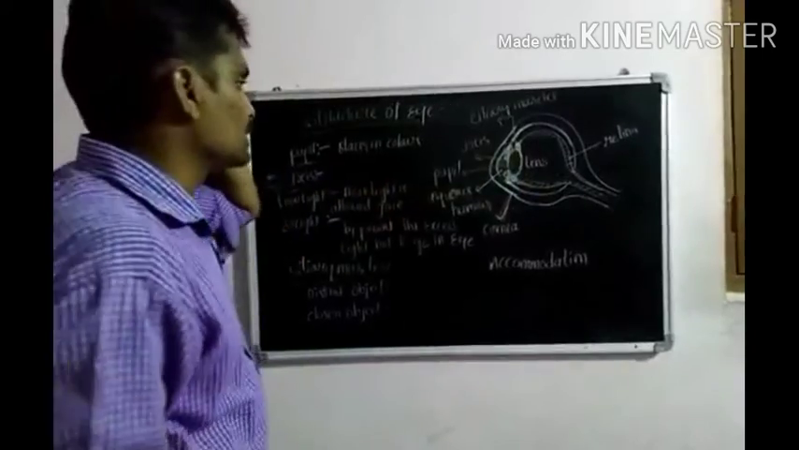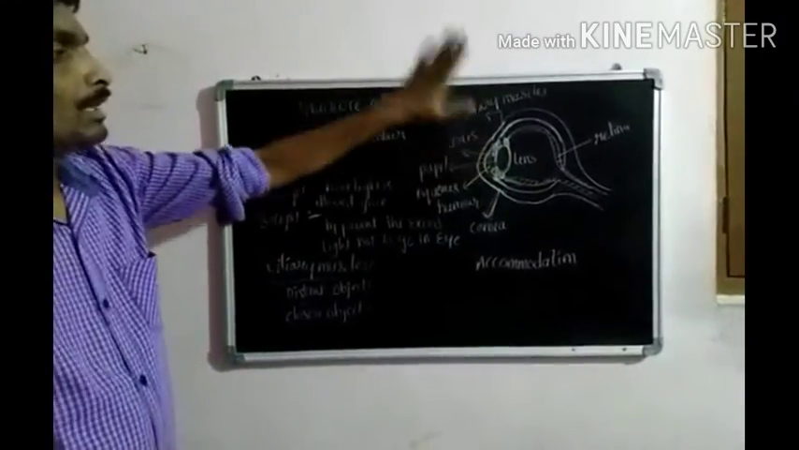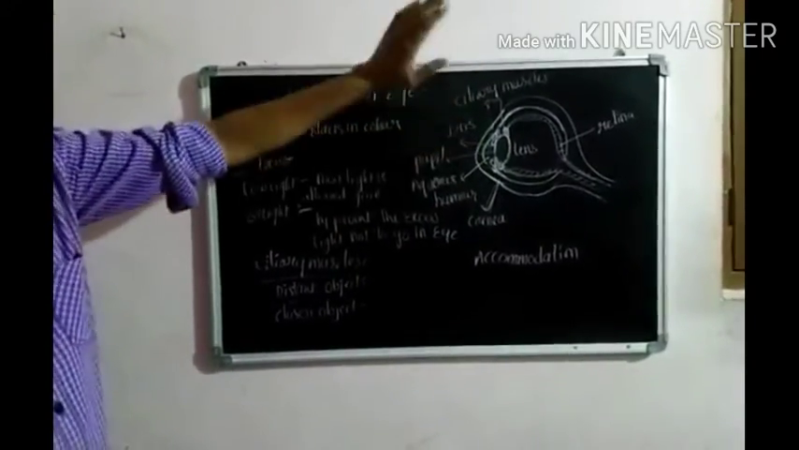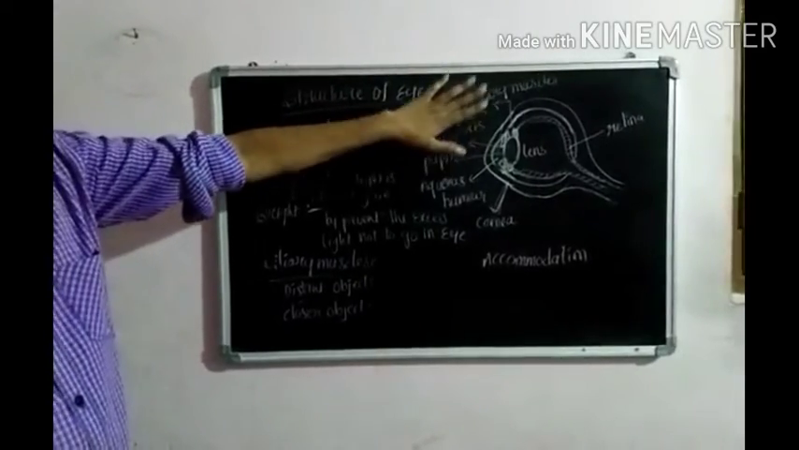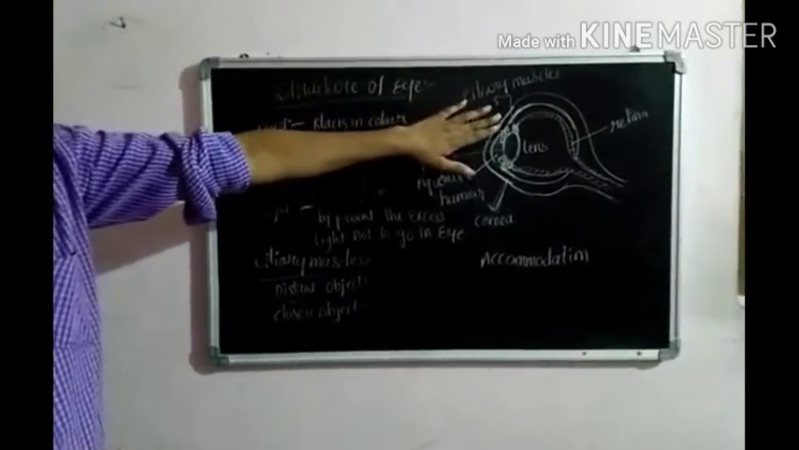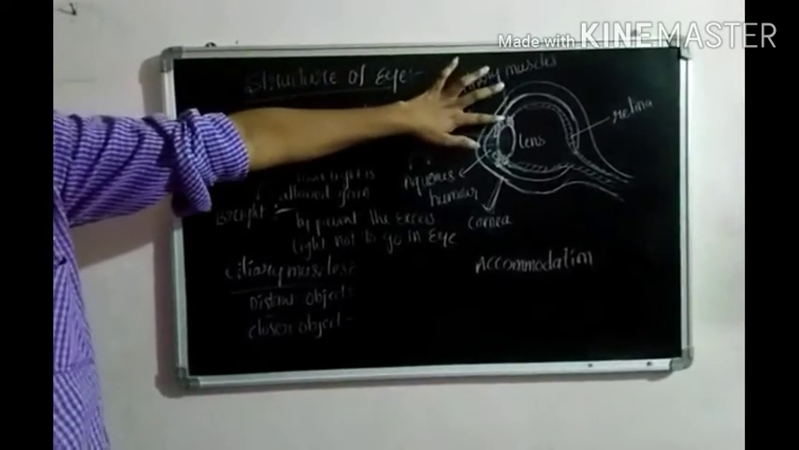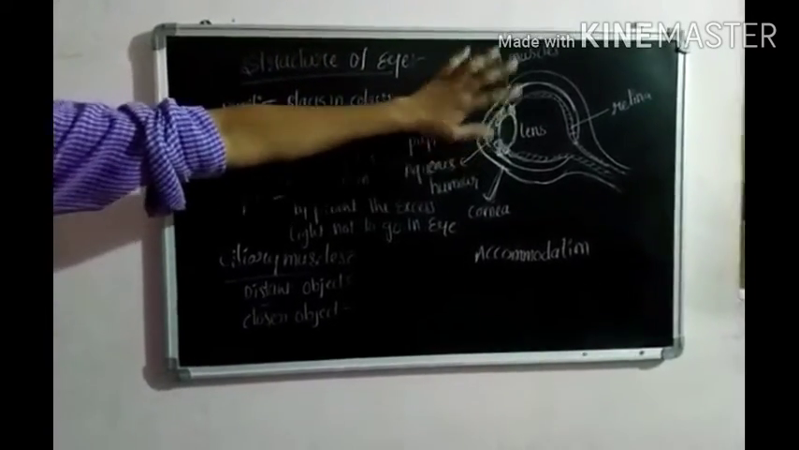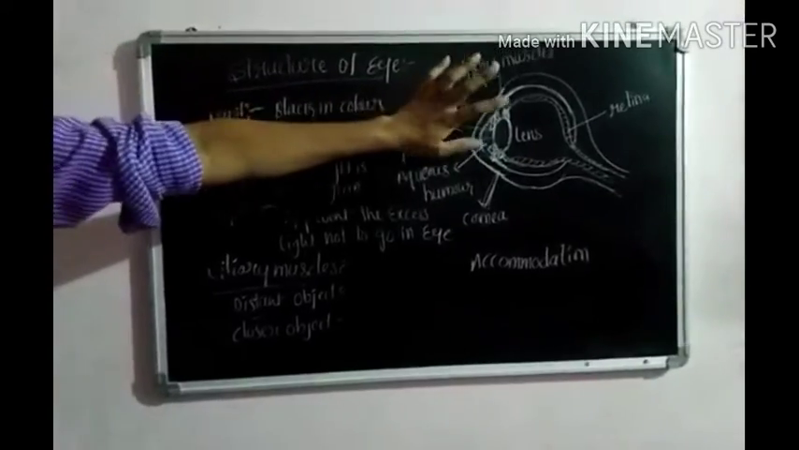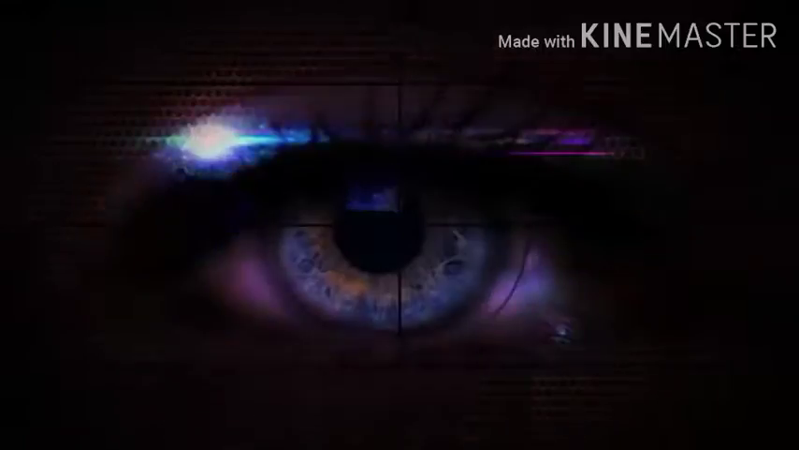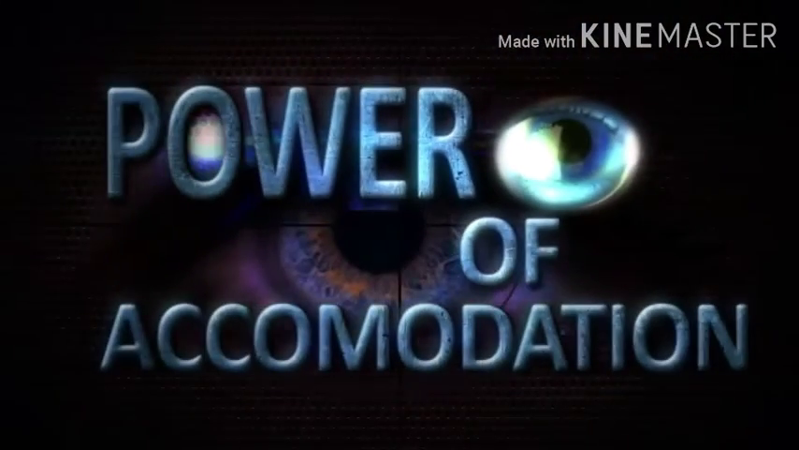So what do we observe here? What is the working of ciliary muscles? Ciliary muscles always do one work in your eye. It always changes the focal length of your eye lens. This is called accommodation of eye. Power of accommodation.